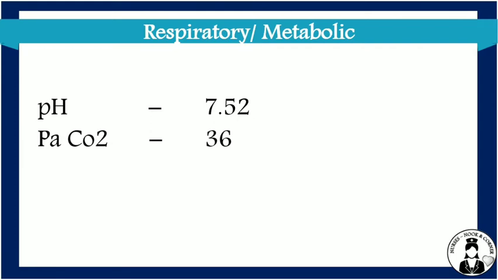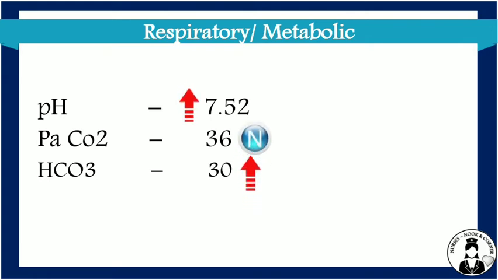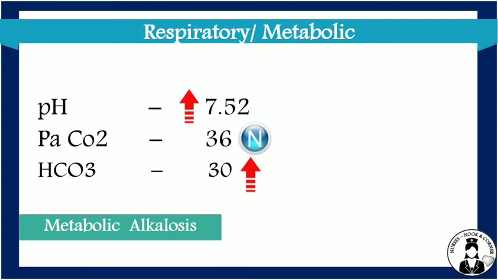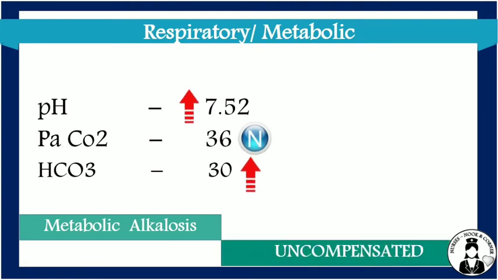Here pH is 7.52, PaCO2 is 36, HCO3 is 30. pH is increased, therefore it is alkalosis, and HCO3 is also increased. In a base, if it is in excess, then it is alkalosis, and PaCO2 is normal. Hence the condition is metabolic alkalosis, and since respiratory is normal, it is uncompensated.